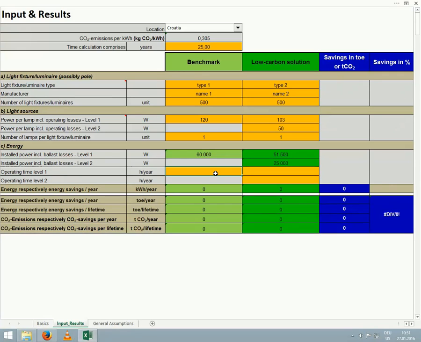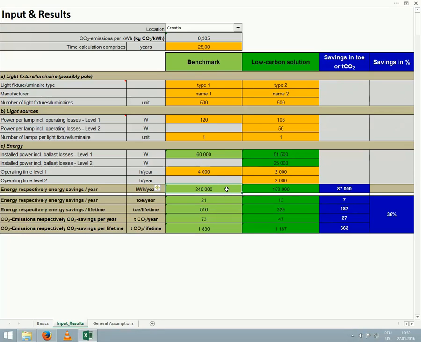Where we have two power levels present due to dimmable light fixtures, we split the total hours per year between the two. For our example, we enter 4,000 hours per year in level 1 for the benchmark, and for our low carbon solution we enter 2,000 hours per year each in levels 1 and 2. Now we have entered all necessary information, and we can review the results for energy and emission savings.